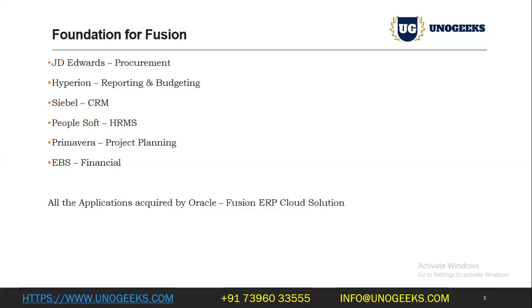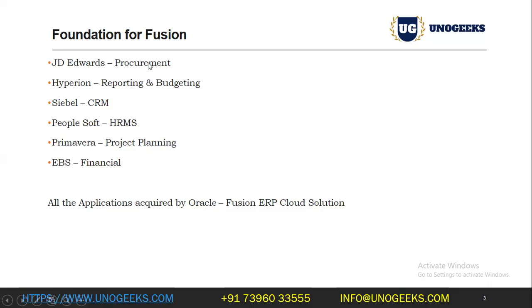One ERP is good in one area. For example, JD Edwards in procurement, Siebel in CRM, Primavera in project planning, EBS in financials. So what Oracle has done is taken all the better features, the best available options, from each respective ERP, and developed the ultimate application called Oracle Cloud.